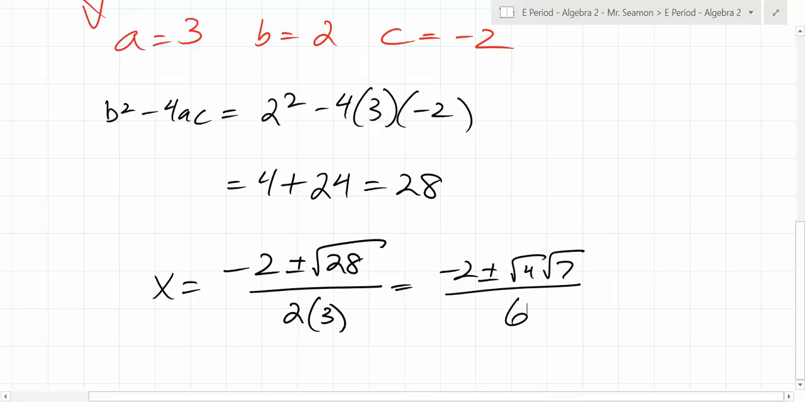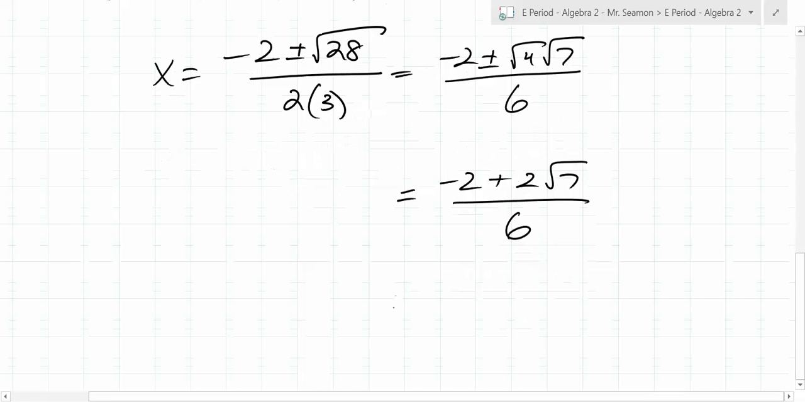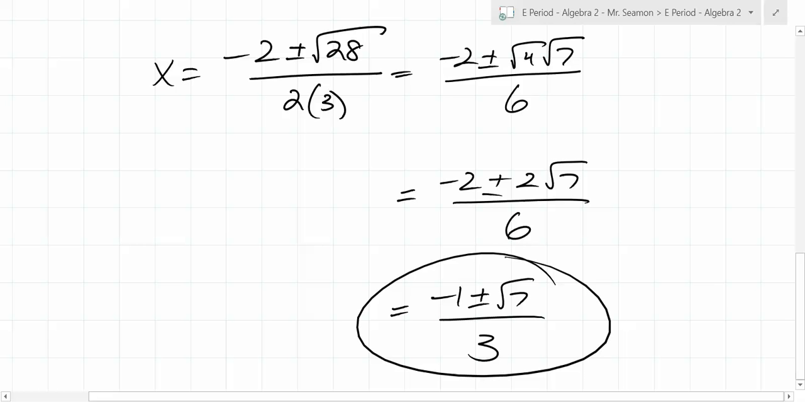It's good. What's the square root of 4? 2. So we have this. Are we done yet? All evens there. So we have negative 1 plus or minus root 7 over 3. Can we go any further than this? No. This is nicely done. We're done at this point.